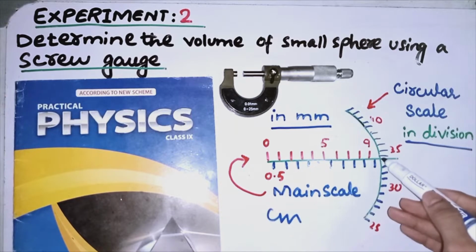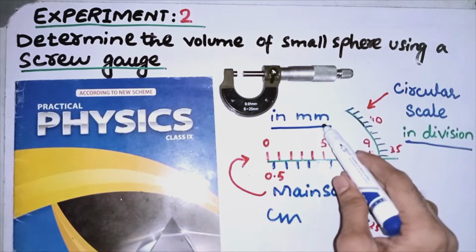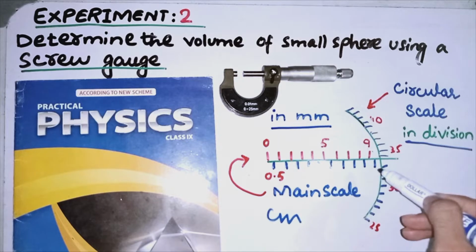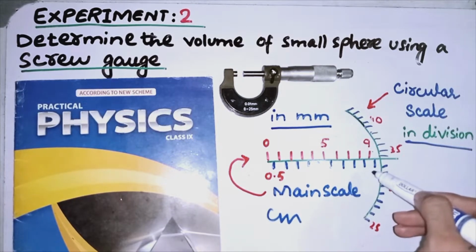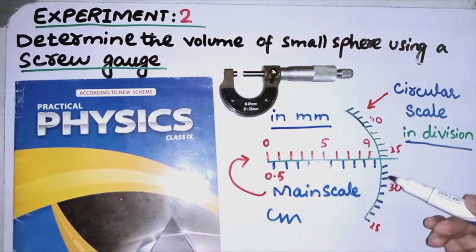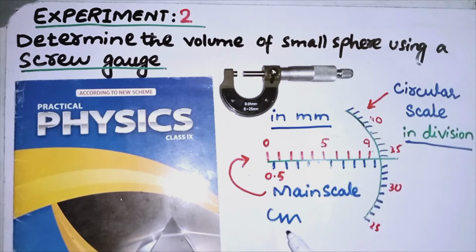At last, what will you observe? 9, 9.5. In which unit? In millimeter. Must remember that whatever reading you get on the main scale is always in millimeter. But you have to convert your reading into centimeter to fill the observation table.